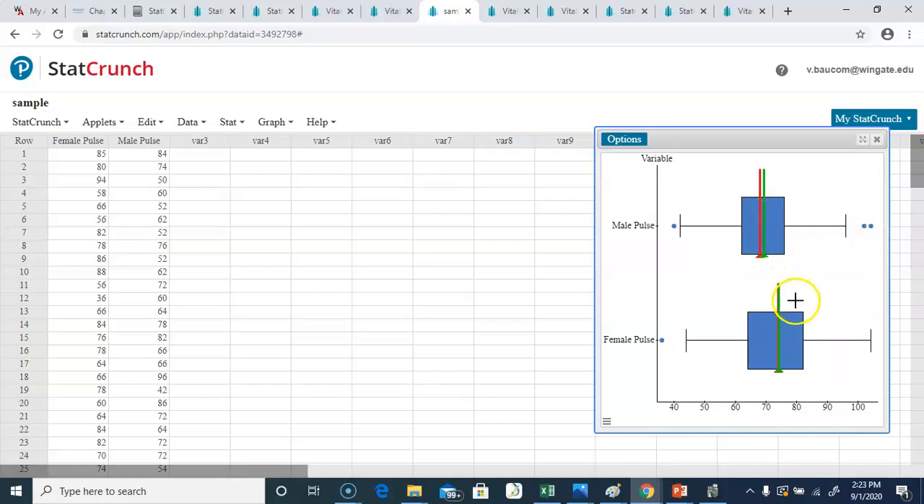So you can see that in general, the male pulse rates were a little bit closer together, had less spread of the data, and on the female pulse rates, they were a little bit higher. So you can also see that as well. So it shows a lot of good characteristics there.